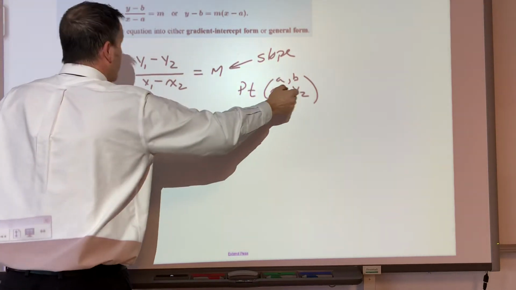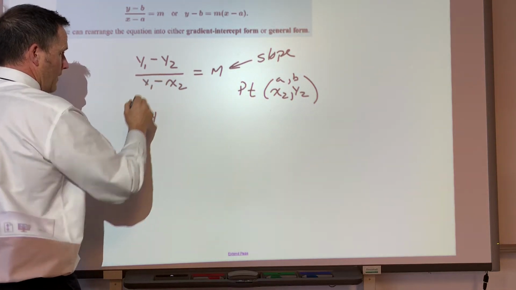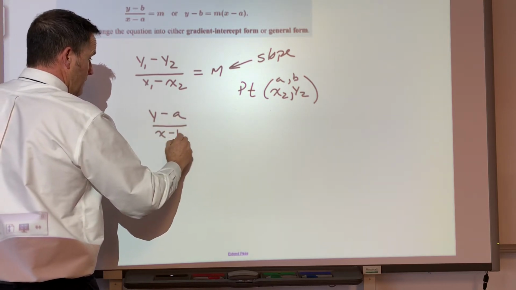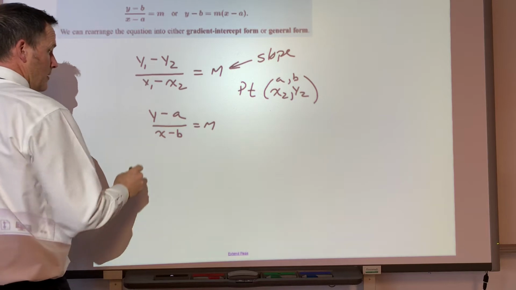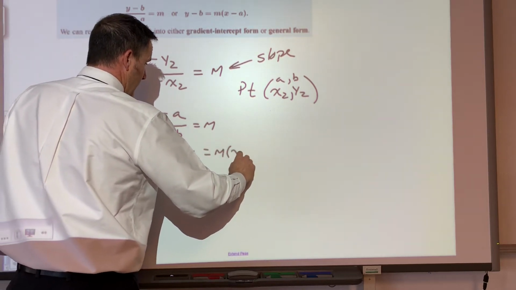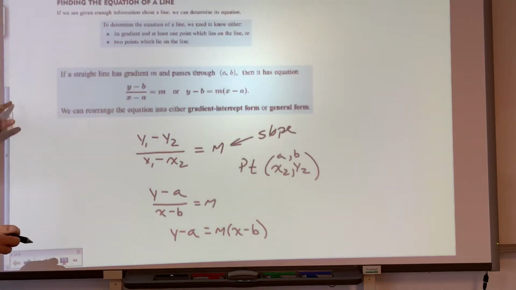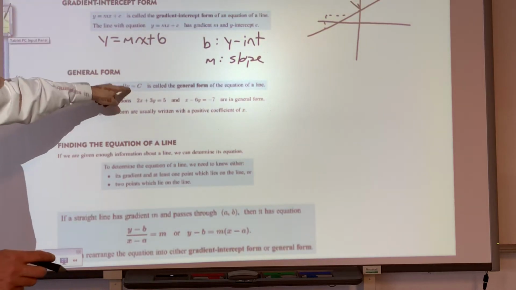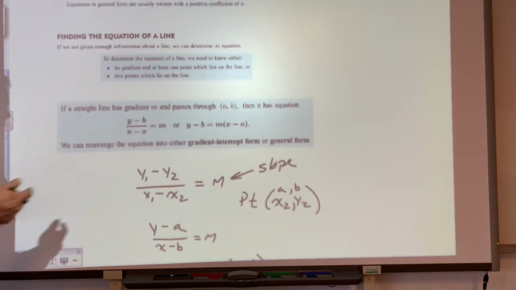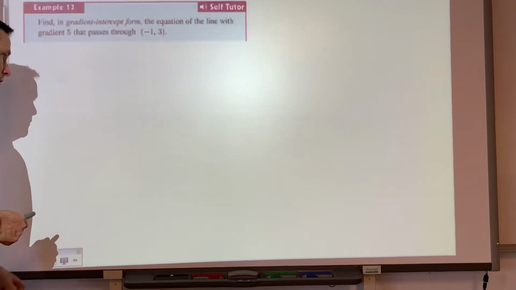I sub this information that I know in, and I get y, and I drop the 1 and the 1. I have y minus a over x minus b equals the slope. Rearrange a bit, and I get y minus a equals m times x minus b. A little bit of algebra, and I can make it look like this or this, depending on my mood, or what the question's actually asking. Now, how do we do that?